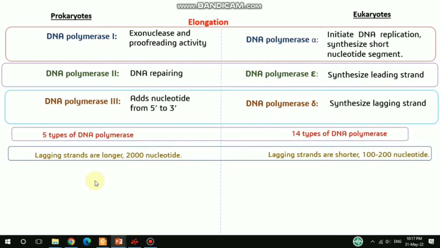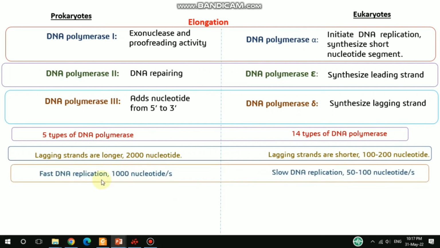In prokaryotes, the lagging strands are longer, around 10 times longer, about 2000 nucleotide base pairs long. But the eukaryotic lagging strands are shorter, 100 to 200 nucleotides long. Prokaryotic DNA replication is fast, replicating 100 nucleotides per second. But eukaryotes have slow DNA replication, replicating only 50 to 100 nucleotides per second.